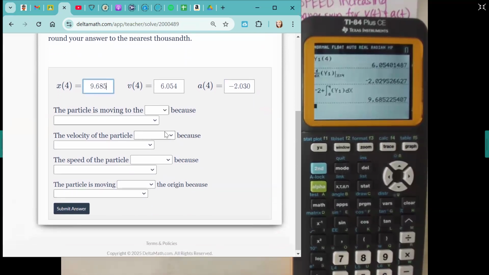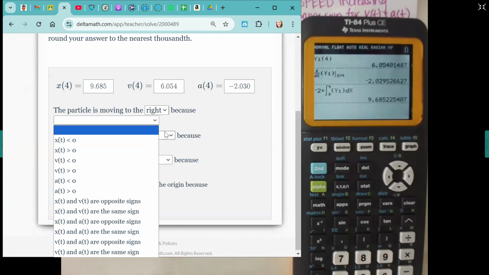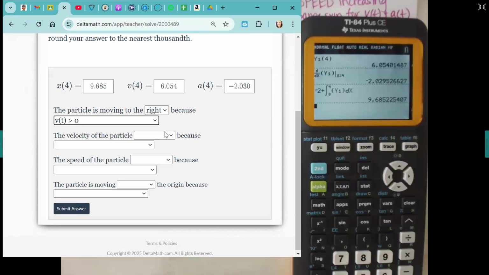My velocity is 6. Which direction is my particle moving? Click to the right, because my velocity is greater than 0. My velocity is a positive number. That tells me my particle is traveling to the right.